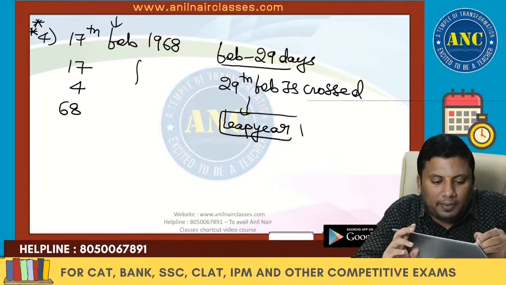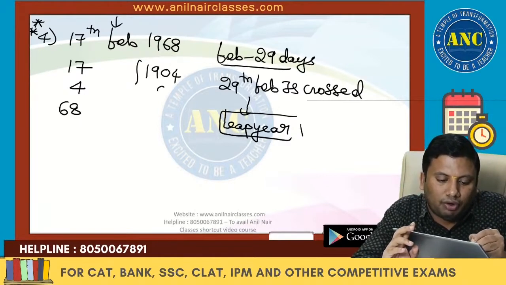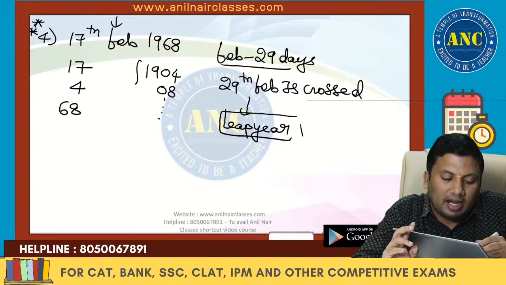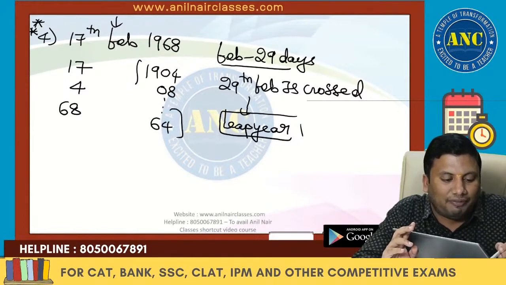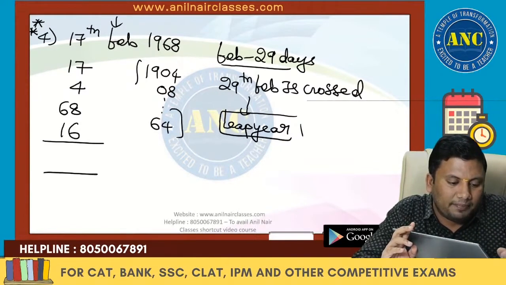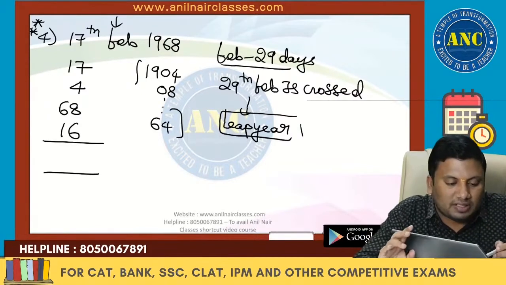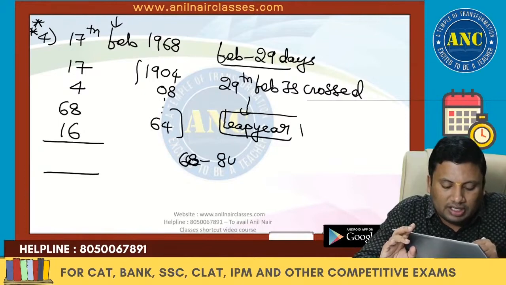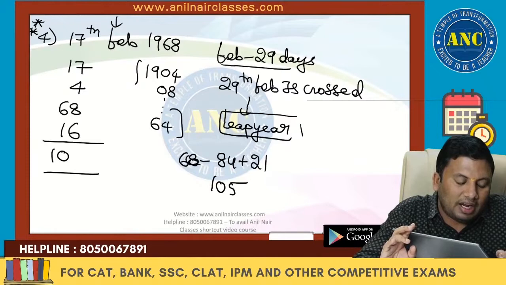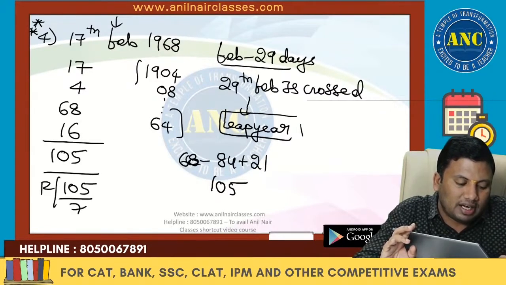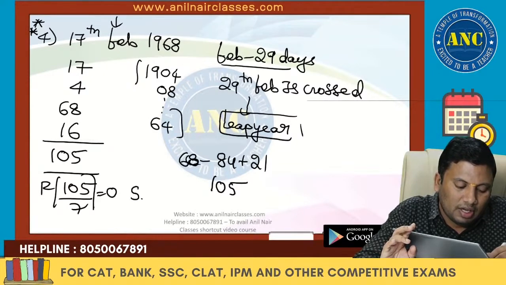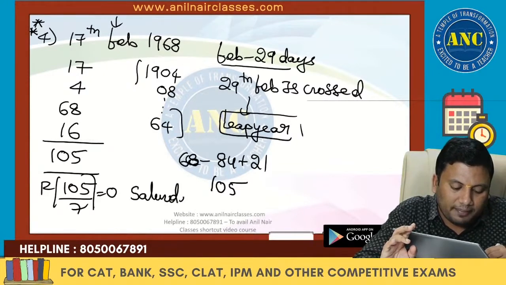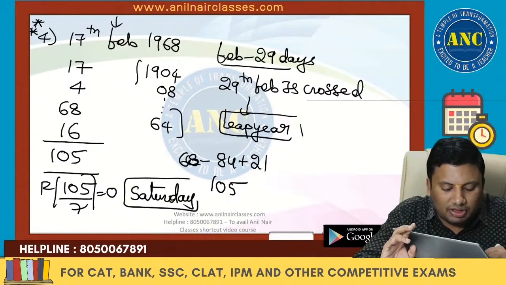So how many leap years will I count? 1904, 1908 and so on up to 1964. That is 16. Then 17 plus 4 is 21, 21 plus 84, plus 21 gives 105. 105 divided by 7: 7 15s are 105. Remainder is 0. The answer is Saturday.